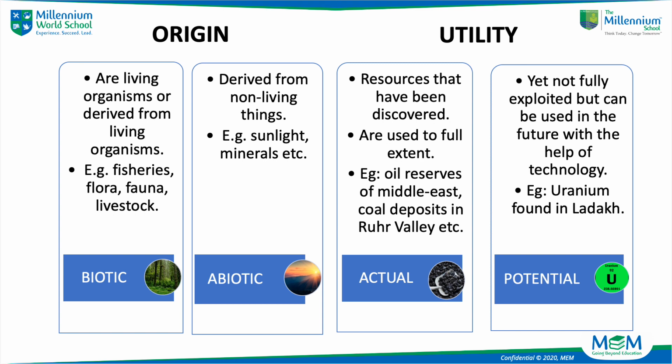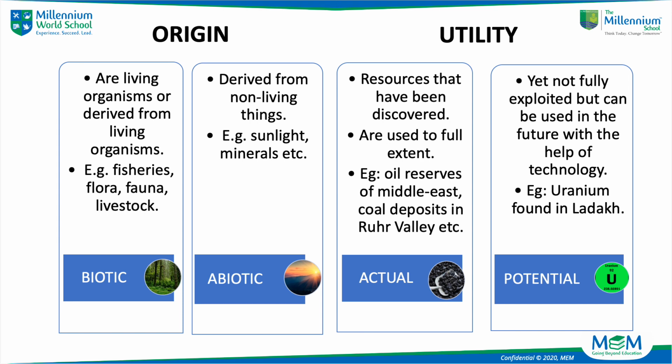But abiotic resources are those things which are composed of non-living things, so they are called abiotic resources. For example, sunlight, temperature, minerals, all such things are called abiotic resources.